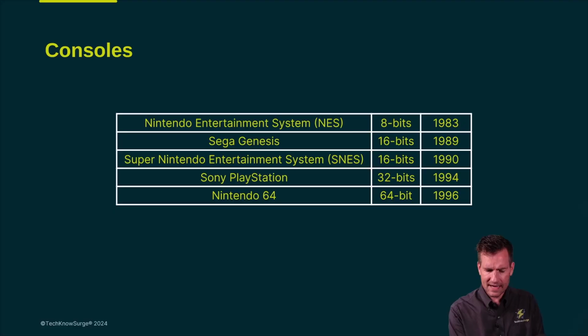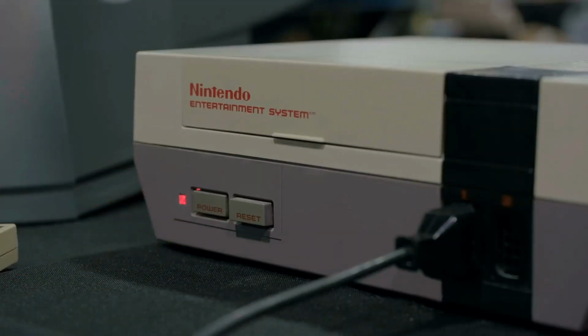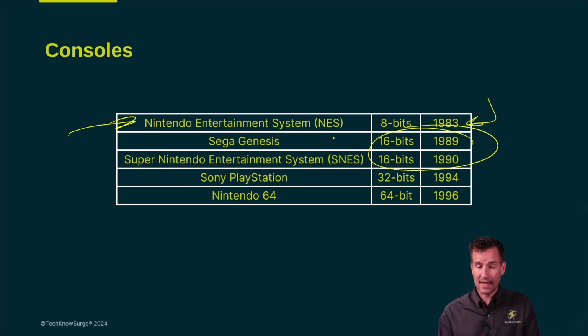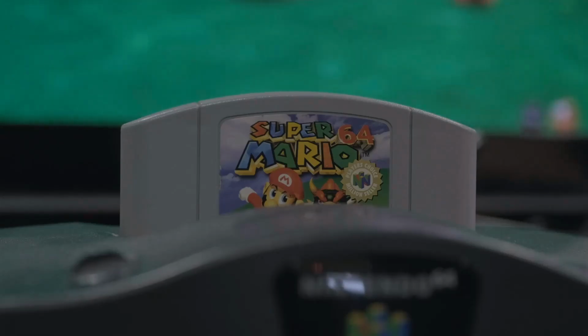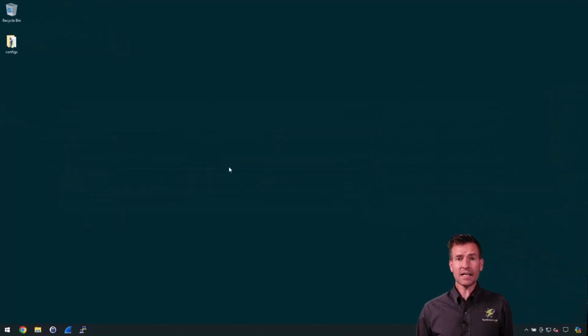This is something that we improve over time. Here we have the Nintendo Entertainment System in 1983, which was an 8-bit. In 1989, we get a 16-bit system. In 1994, a 32-bit system. In 1996, a 64-bit system. And like I say, most gaming consoles and most computers nowadays are 64-bit. So let's take a look at what this looks like on an actual machine.